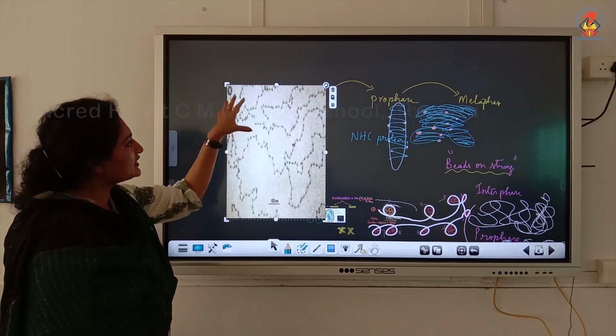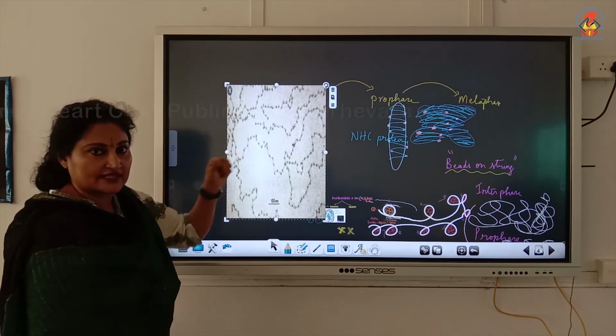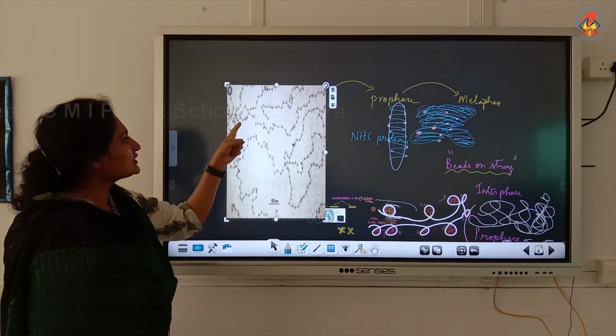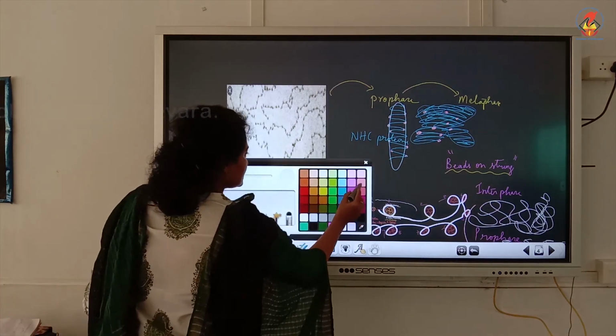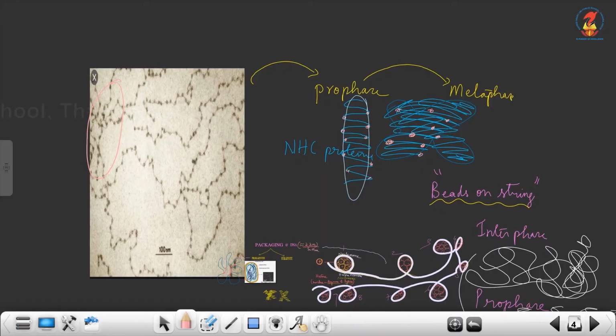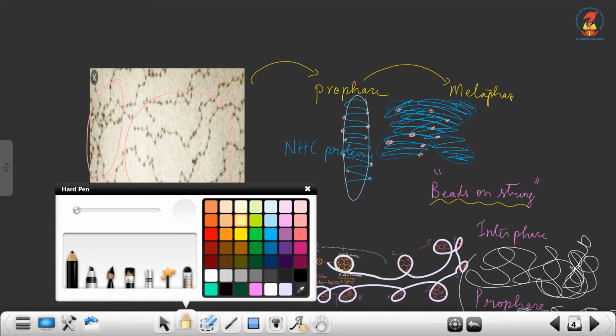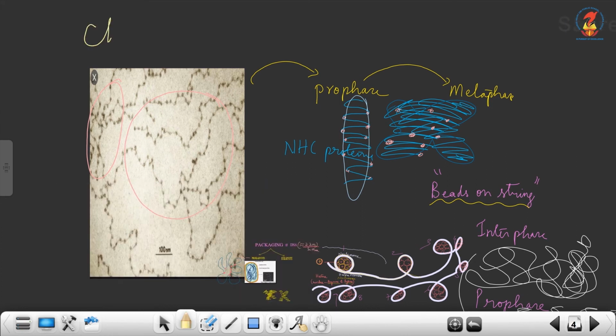Now, you can see, does this part take the stain equally? No, because there are some regions which are densely coiled. See this region, concentrate at this region. This region is densely coiled, whereas this region is loosely coiled. So, in this chromatin itself, I can identify 2 types of chromatin. See, this is the chromatin. Generally this is the chromatin distribution, but here you can identify 2 regions.